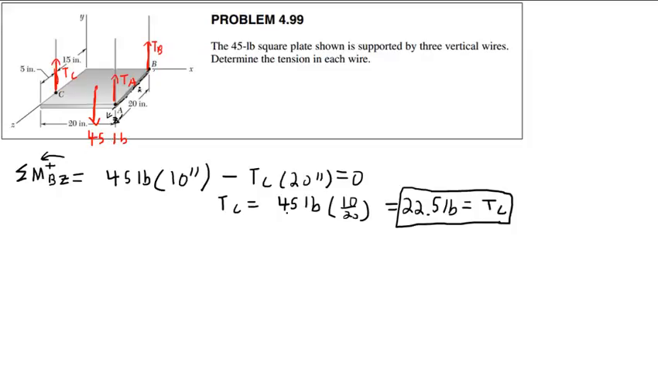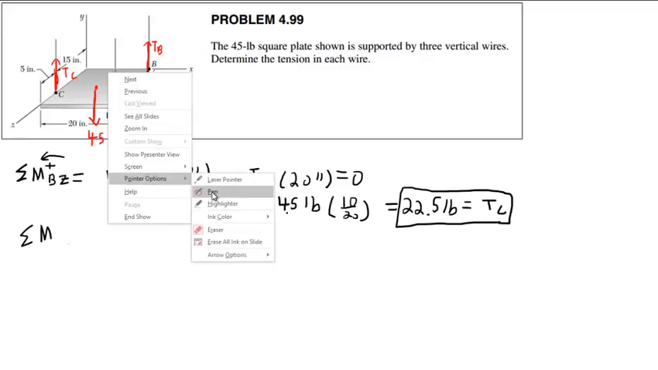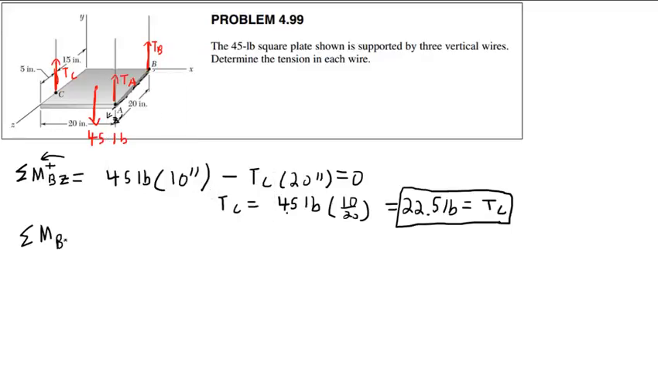Now, let's see. What could I do next? I'm just going to sum moments about the x-axis. Not through any point in particular. Or actually, you know what, I could. Yeah, why not? I'll show a point just for consistency. Let's do sum of moments about point B, about the x-axis. That will eliminate TB, but it will leave TA. And because TB is right on the x-axis, that will make things a little bit easier. Since B is on the x-axis, couldn't we just call it sum of moments about the x-axis? We could. Yeah, that's what I was debating, whether to actually include that or not.